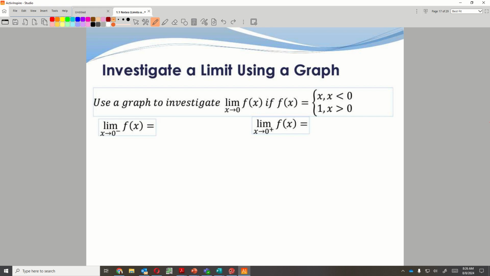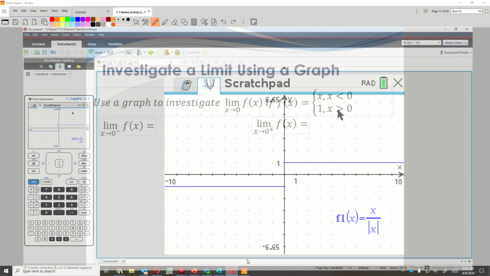Okay. So now going through here, investigating a limit using a graph. So we're gonna again do the piecewise. So bring up the calculators, what we did yesterday. We're gonna do it from the left side and the right side. And this is just like what we were talking about on the graph on our warm up today.